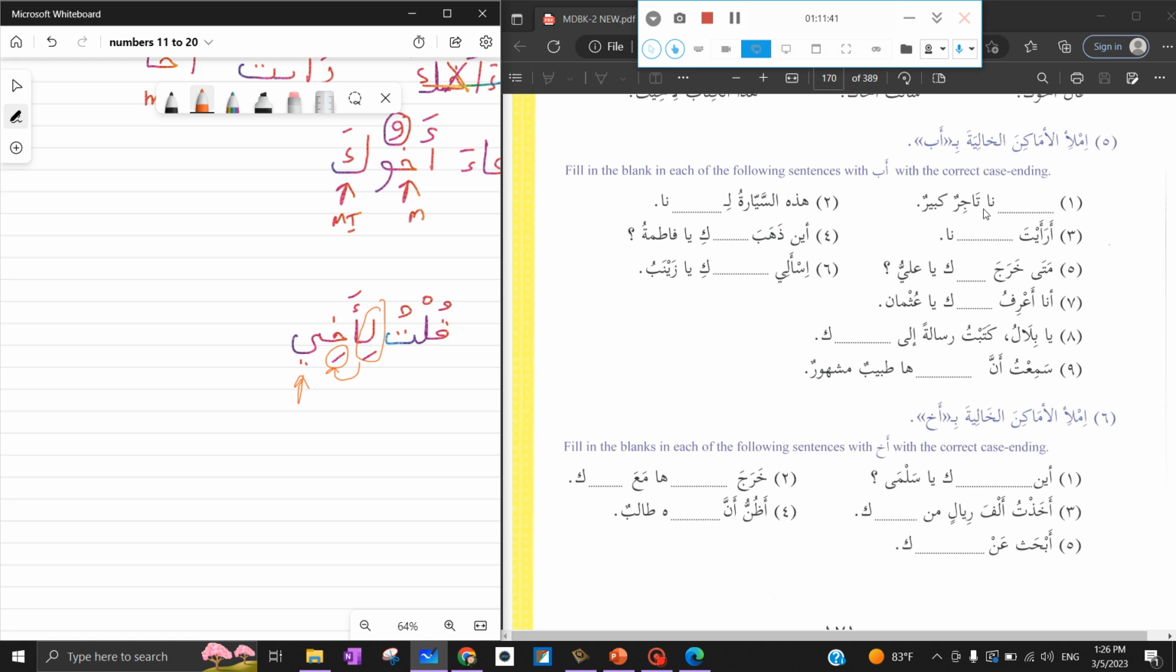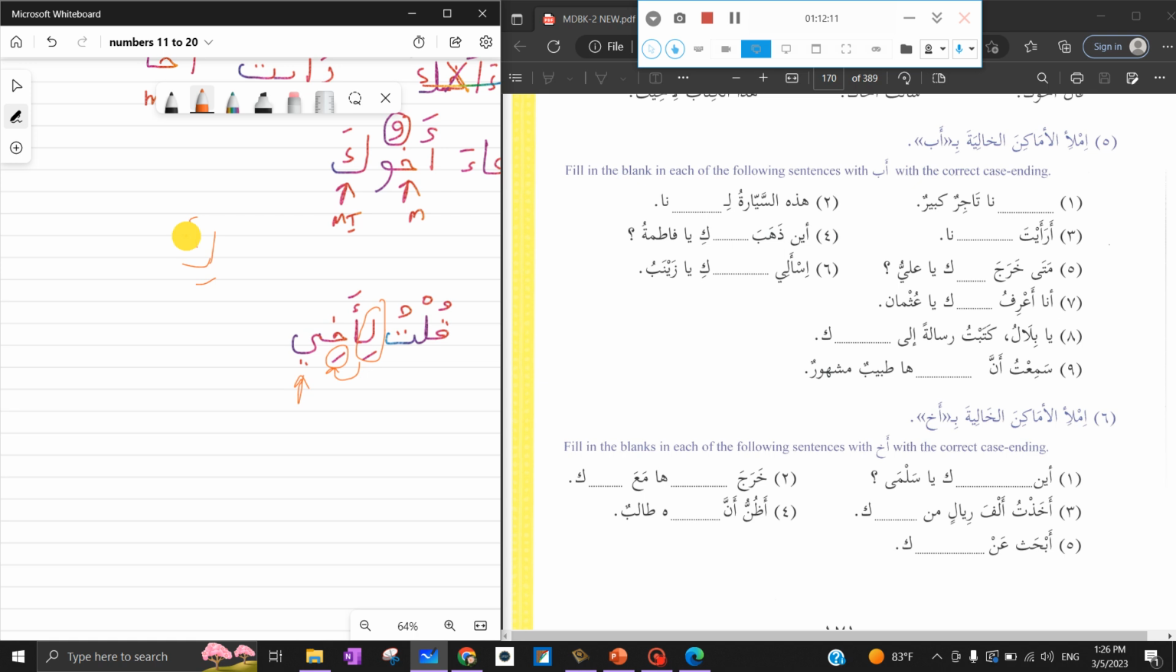Abuna. Takhirun means he is late. Kabirun, he is very late. Then hadhihi as-sayyara, this car is li. Now there is an amil, a harf jar. Because of this harf jar, it will change its case to majroor. So ab will be with kasra. When it comes with kasra, it will also come with a ya. Li abi, li abi, just like this.